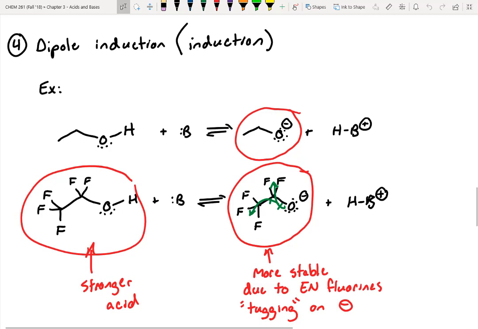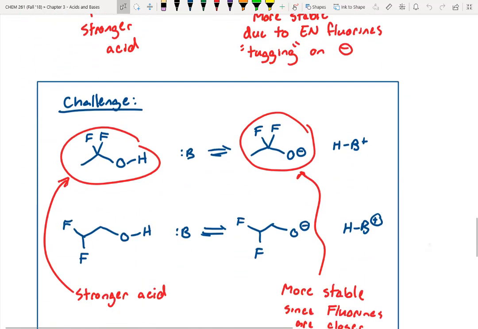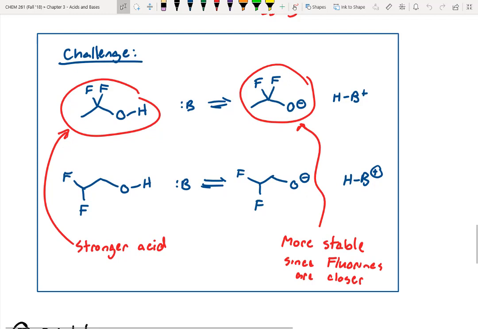In this case, there was no resonance. Charges were on the same atom. Everything was tied. But the fluorines that were attached to the molecule on the bottom were tugging on the negative charge. That made it more stable. Then we said this really depends on proximity of the negative charges. Typically, dipole induction drops off with distance pretty dramatically. I can't remember if it's r to the fourth or something like that, but it's a big drop off.